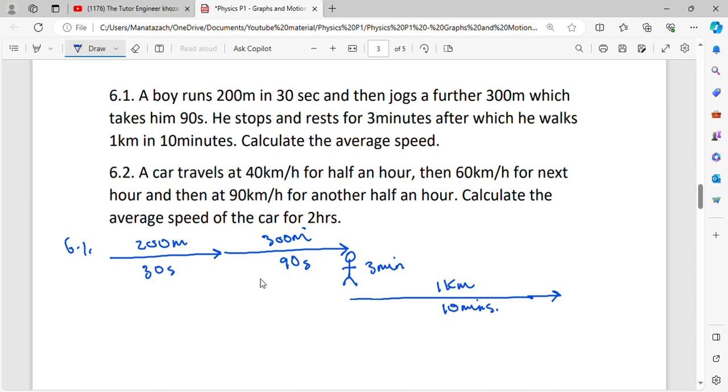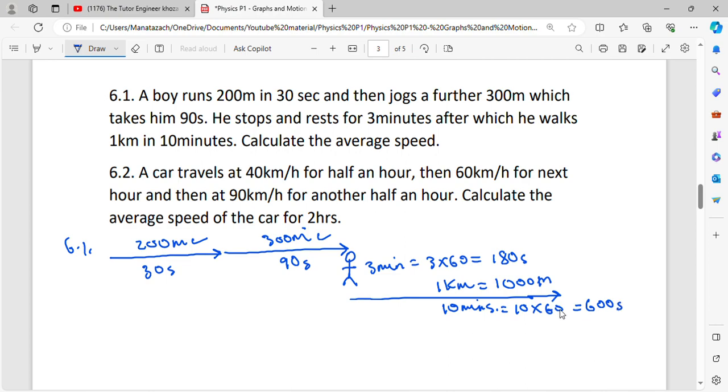Okay, first let's make all the units uniform. Let's measure all the distances in meters, so let's convert 1 kilometer to 1000 meters, and then we'll convert all the minutes into seconds. So we multiply by 60. 3 minutes multiplied by 60 is converted to 180 seconds. 10 minutes likewise will be 600 seconds.